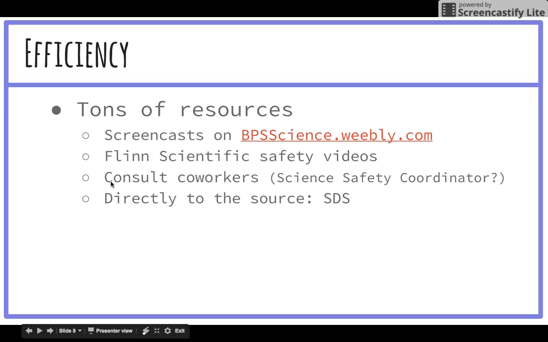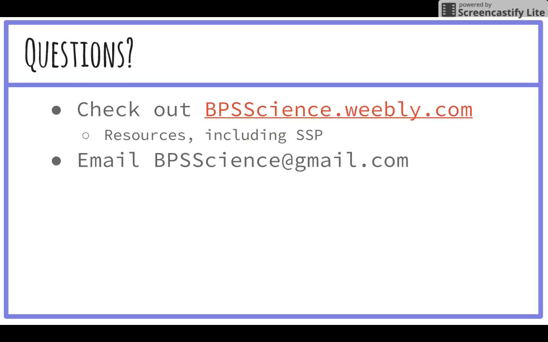Also, consult your coworkers. If you haven't done a lab before, maybe somebody in your building has, and maybe your school has a science safety coordinator that might have more information about how to make sure you're doing everything you can to be safe. And go directly to the source. Look at that SDS for the chemicals in the lab. That is sometimes the best way to just cut through instead of wasting time on other methods. Just go to the SDS and look for yourself so that you know what's safe about that lab.